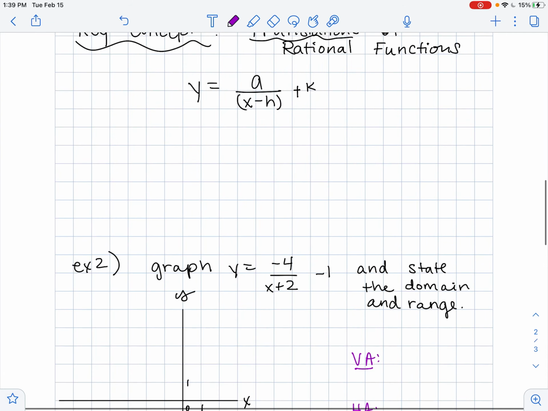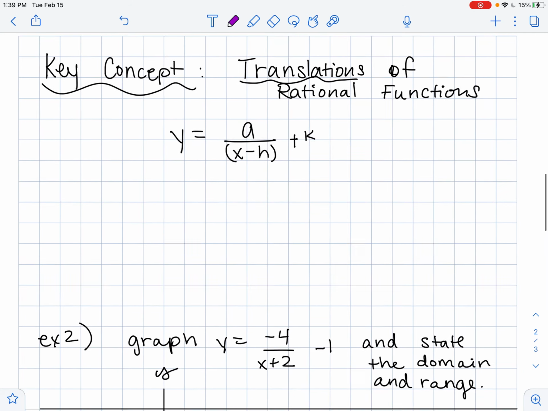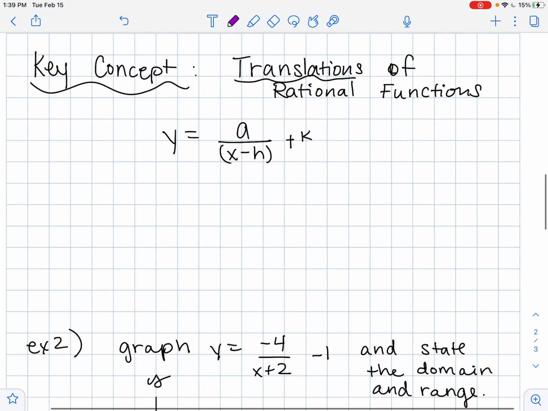All right, let's do the rest. So here's the key concept. Once we are looking at our parent function 1 over x, translations or changes of that look like this.